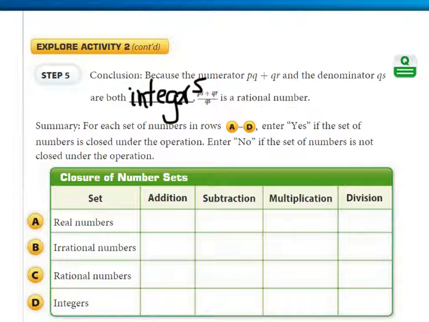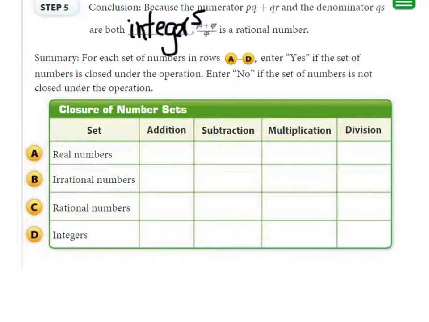So now we have to figure out, of our main number sets, real, irrational, rational, and integers, which operations they're closed under. So go ahead and take a moment to say yes or no to these. Do this in pencil so you can erase if needed, but hopefully you won't have to. Check your tables with a neighbor, and then unpause this when you're ready to see if you answered them correctly.